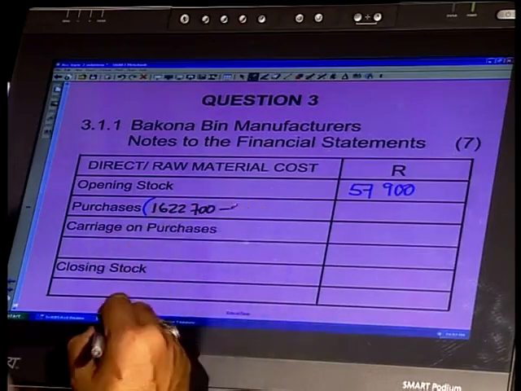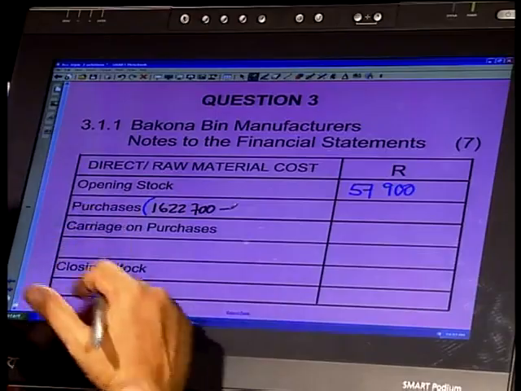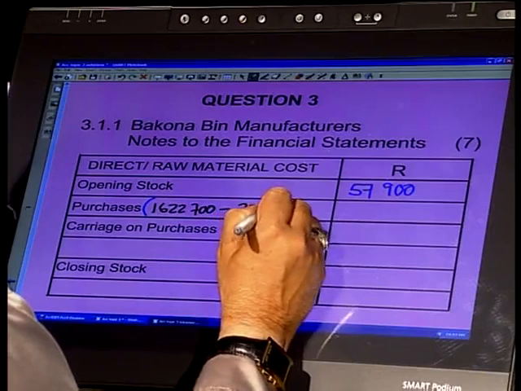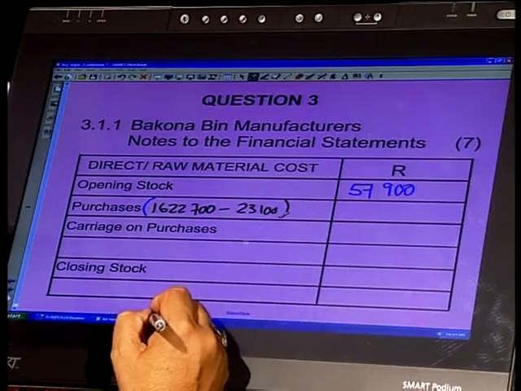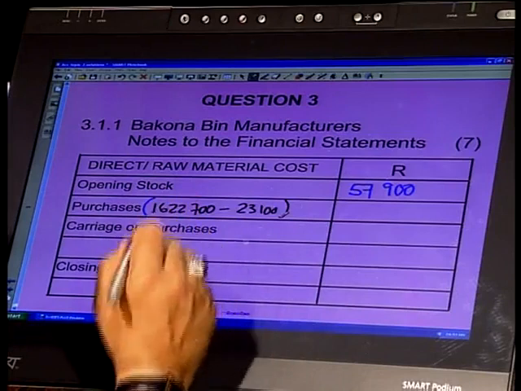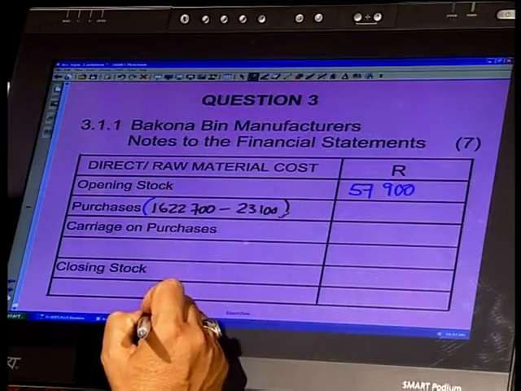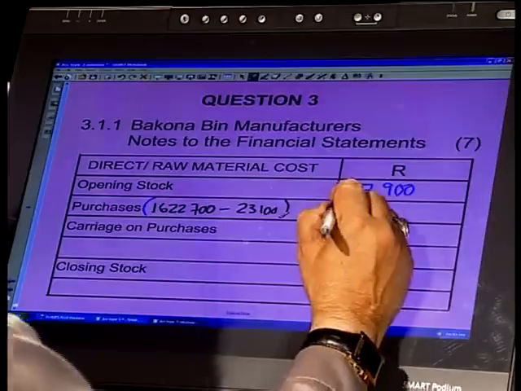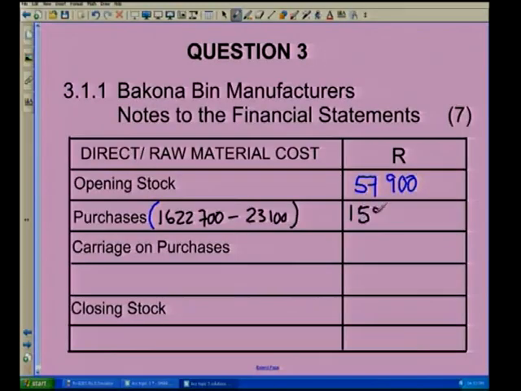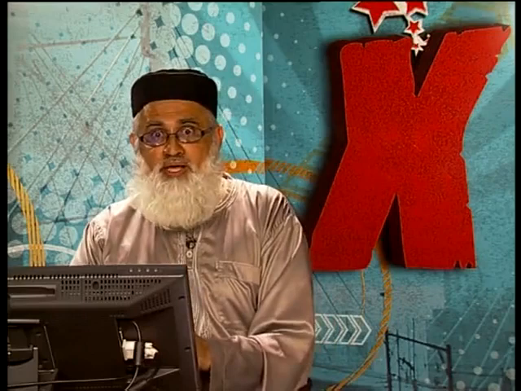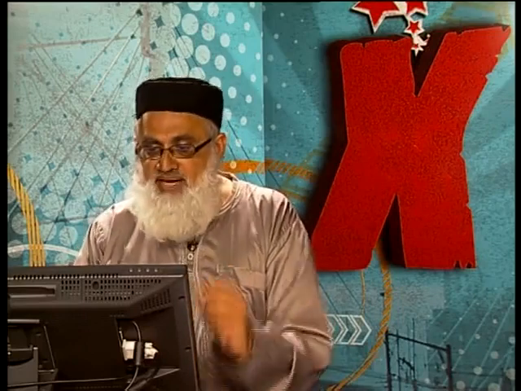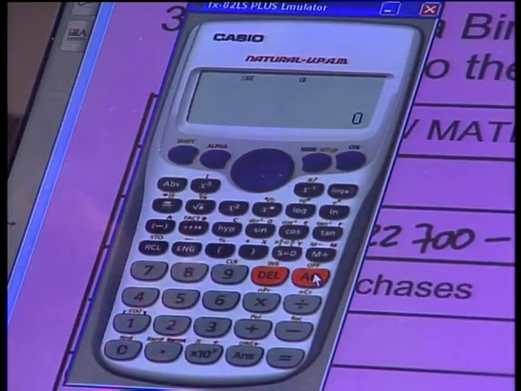23,100. Okay, so now, obviously, that affected my purchases. Why? Because these materials were returned to suppliers. So what do I do in my bracket? I say minus. These goods were not available. Therefore, I subtract the amount, which was 23,100. Okay, let's do the maths. 1,622,700 minus 23,100 will give me a figure of 1,599,600.